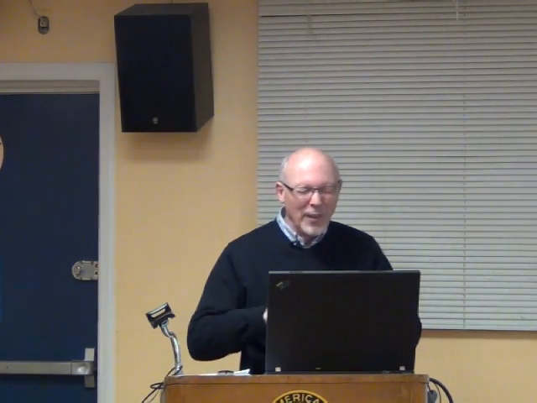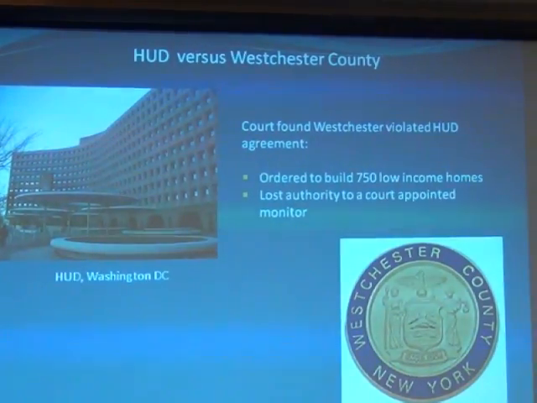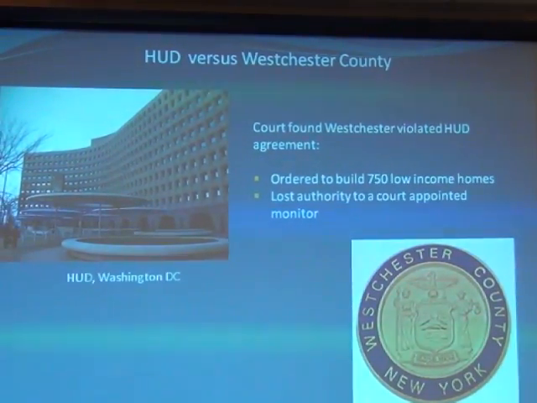The guys in Westchester were scratching their head. We've got a great record on mixed housing. We didn't lie at all. What are you talking about? So they took it to a court, and they went through the plans for the community, and they said, well, you could interpret some things you're doing as being a barrier to low-income housing. So the court went after them, and they ordered them to build 750 low-income houses. This is because they accepted the grant. They also lost authority to a court-appointed monitor.